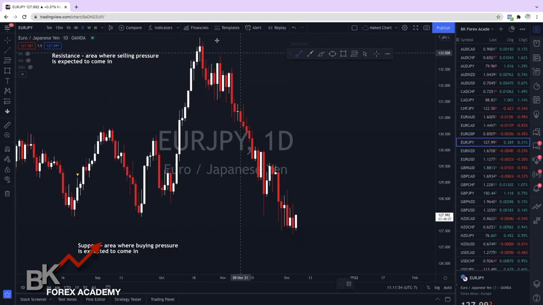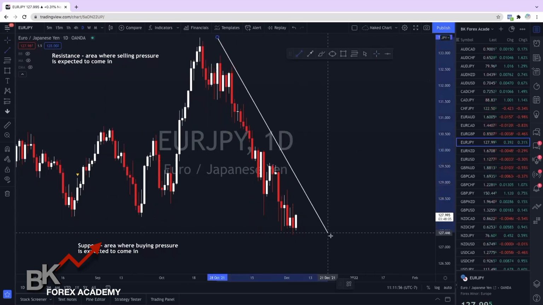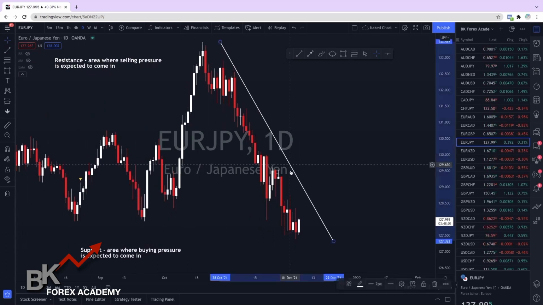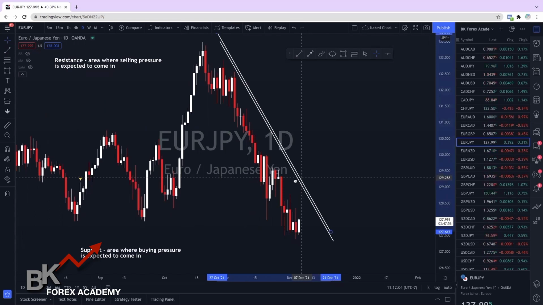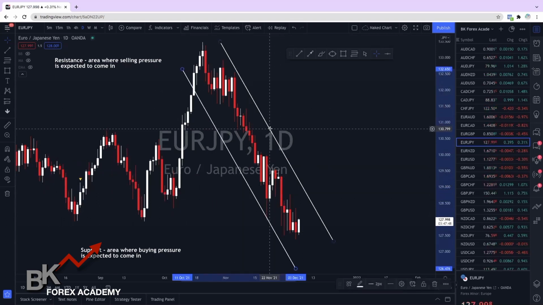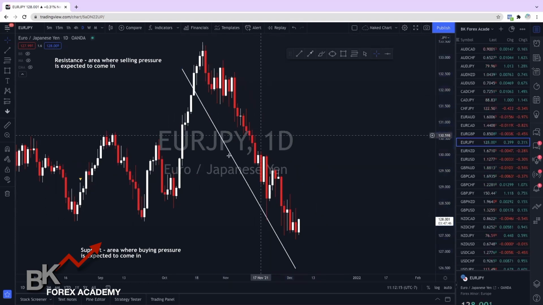Even if I wanted to trap this inside a channel, and you'll learn about channels as well, I can simply clone this line. When I bring this channel to the other side, this will be my trend line support. So in a downtrend, this will be my trend line support, and this will be my trend line resistance up here. Now, I can also identify support and resistance like this.